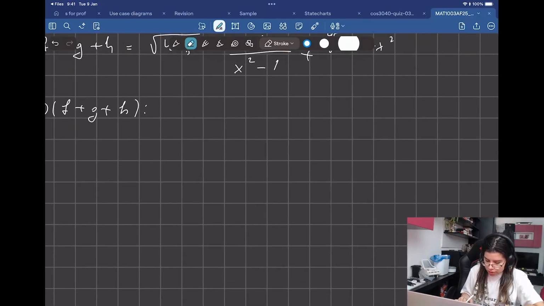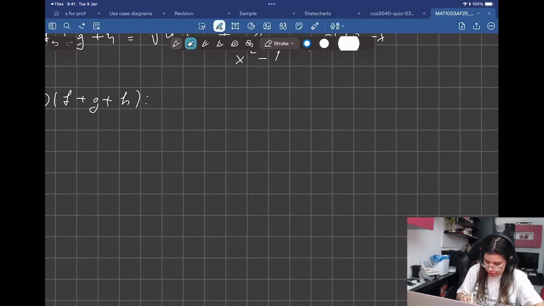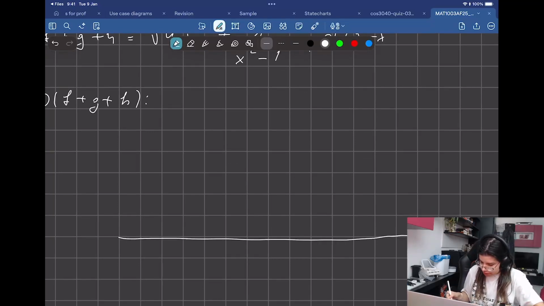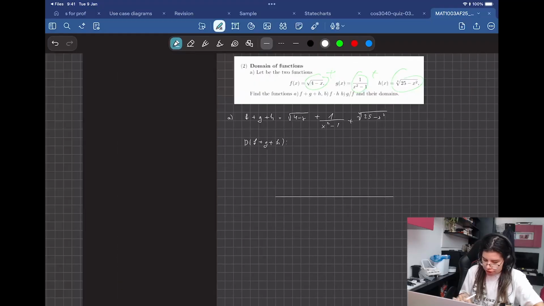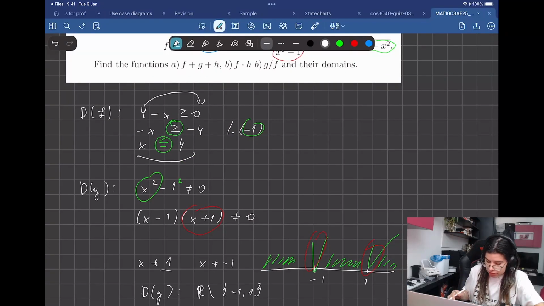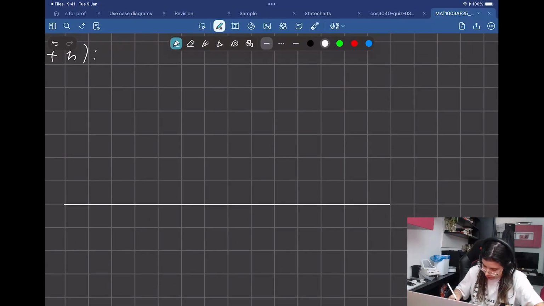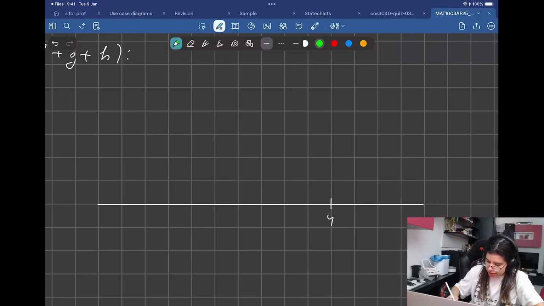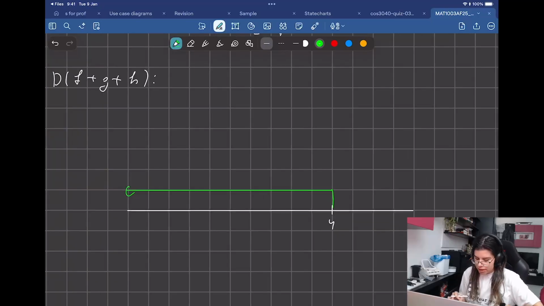So I'm just going to draw them on the numerical line, and we're going to find out what the final intersection is. So for f, we needed x to be less than or equal to 4. So I'm just going to draw 4 somewhere randomly. And I'm just going to pick some color. We need x to be less than or equal to 4. Okay? Like that. All right.